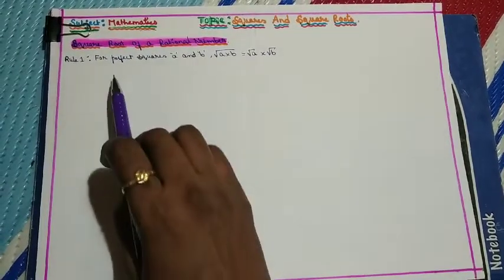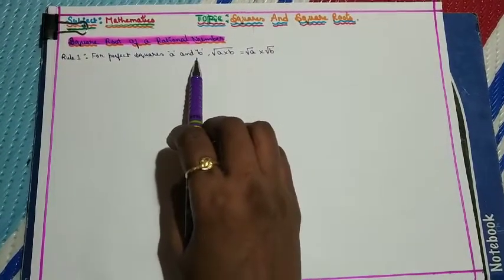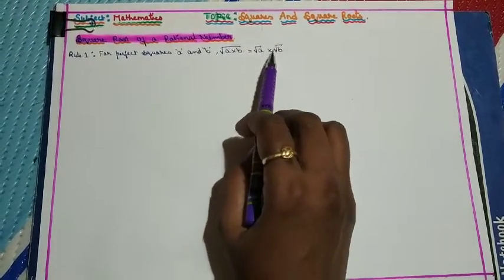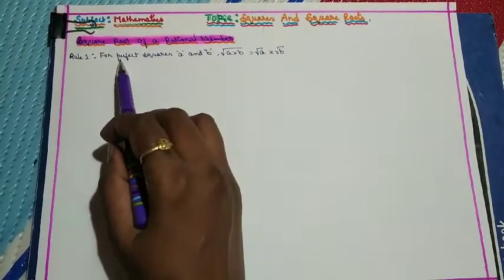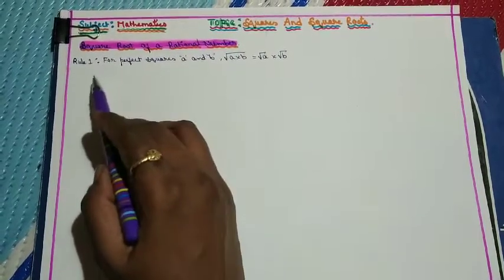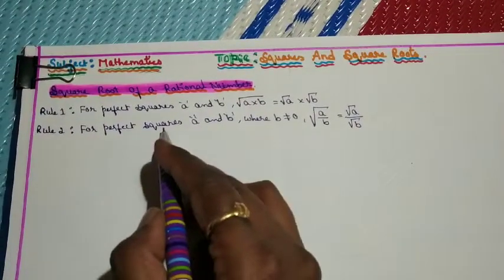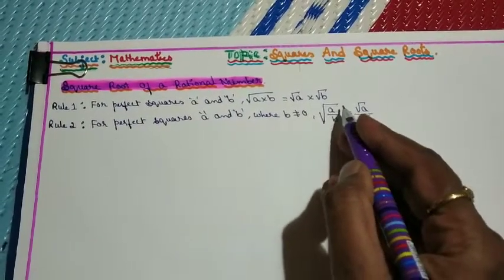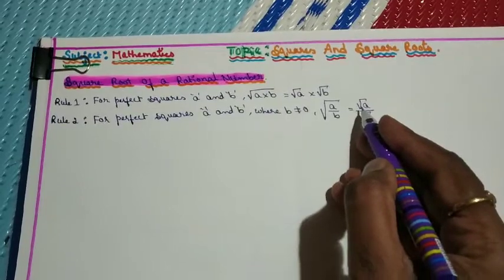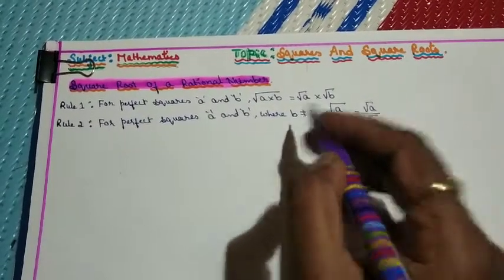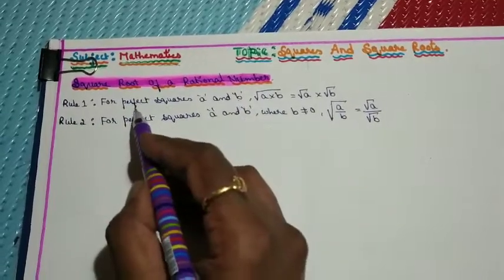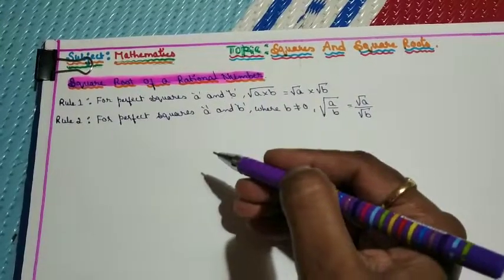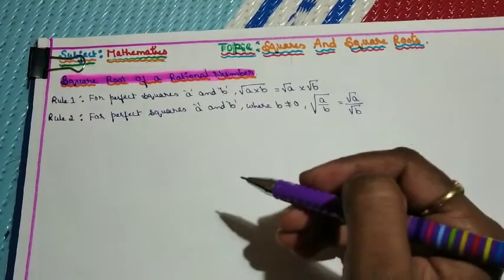Before finding the square root of a rational number, we need to follow two rules. Rule one is for perfect squares a and b: if they are under a square root, the square root of a into b is nothing but root a into root b. But remember, this is only if they are perfect squares. The second rule is for perfect squares a and b, where b should not be equal to 0: the square root of a by b is equal to the square root of a by the square root of b. Remember children, here a and b are perfect squares. If they are not perfect squares, let me explain when we solve such questions.